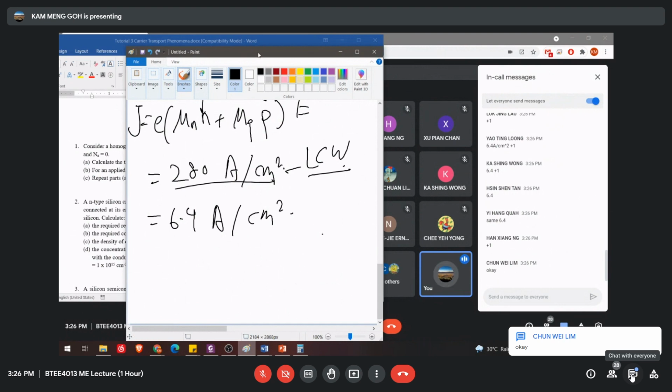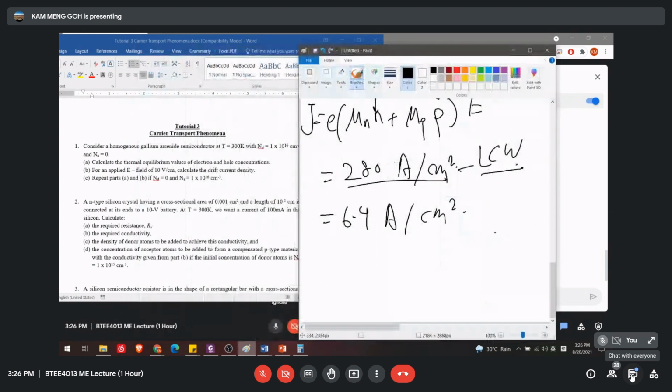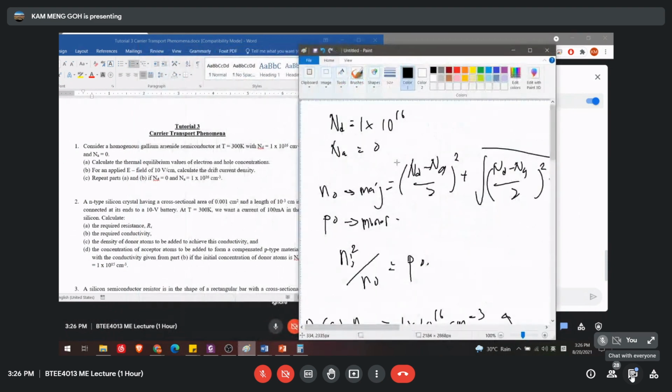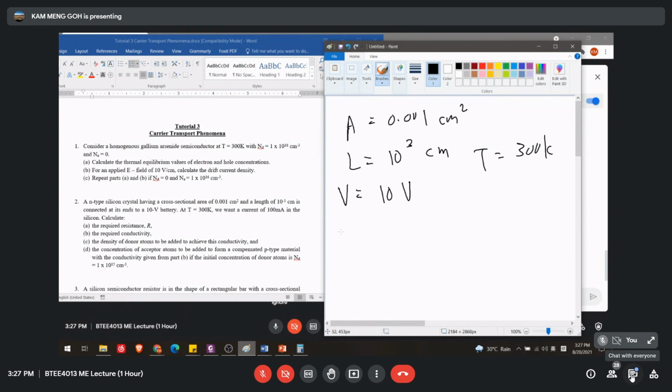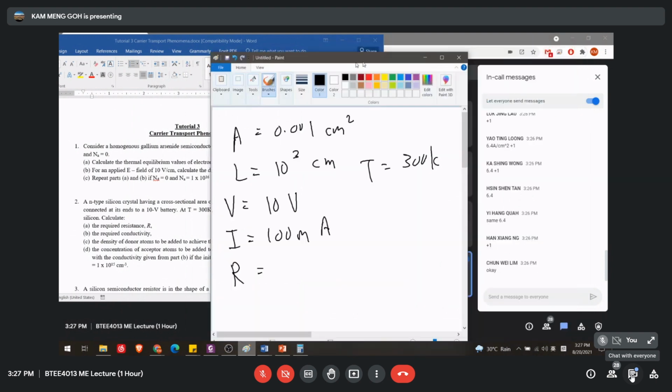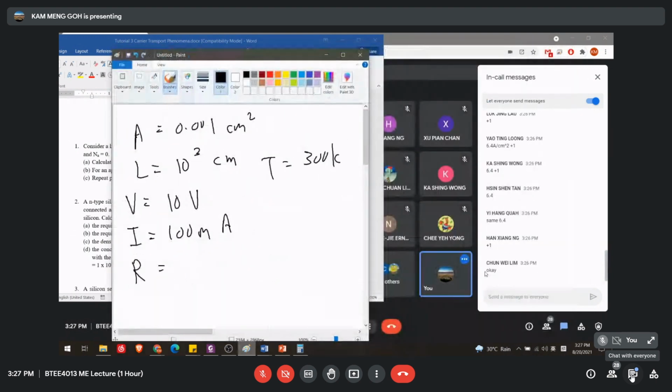Okay, so let's go to the next question. An N-type silicon crystal having the cross-sectional area A 0.001 cm square, length 10 to the power 3 cm, at T 300K. And then your I is 100 mA. Okay, first thing, very basic. What's your R? Resistance. V equals IR.